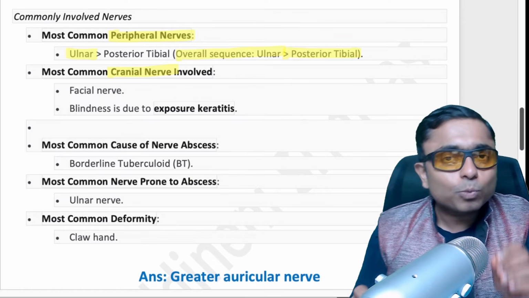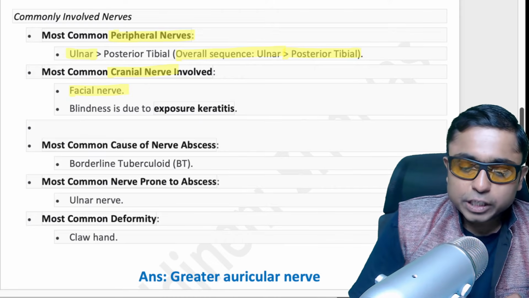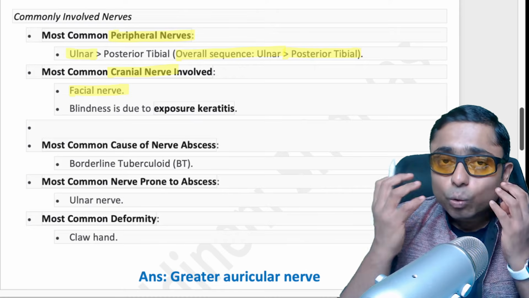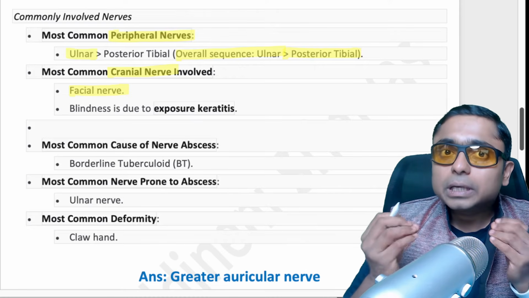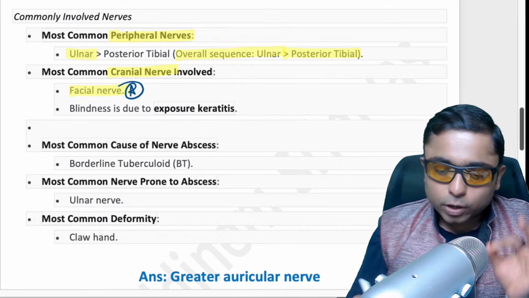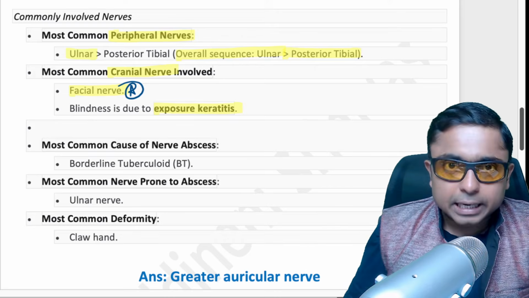And what is the most common cranial nerve to be involved? Remember dear students, it is the facial nerve overall. And when a patient of leprosy has a lesion over the face, then the most common cranial nerve to be affected is again the facial nerve. This is also a previous year question, very important to remember. And blindness in leprosy patients is due to exposure keratitis.